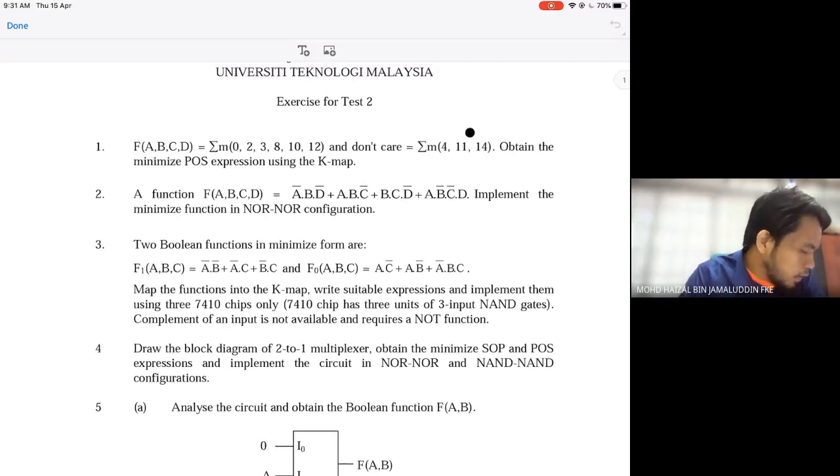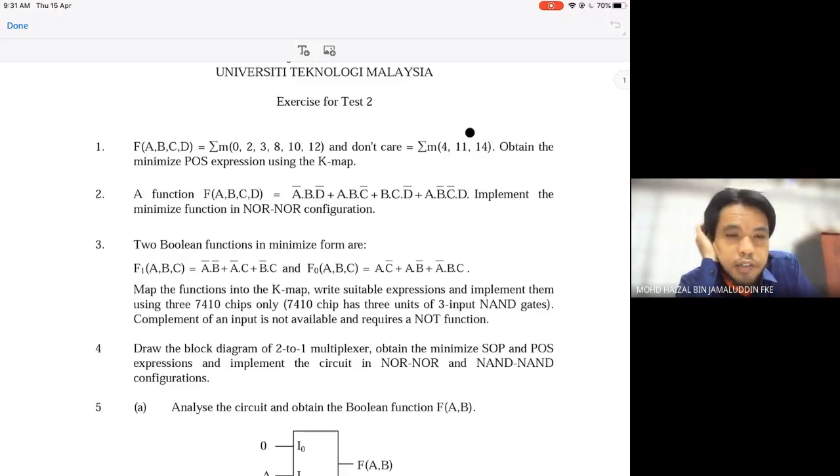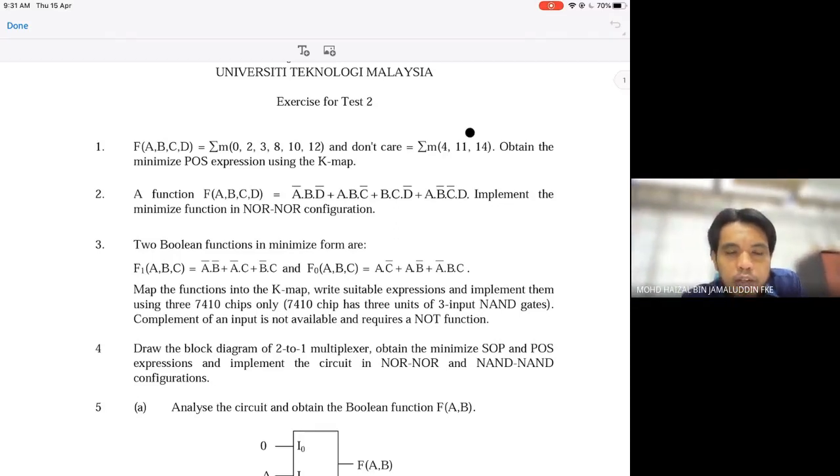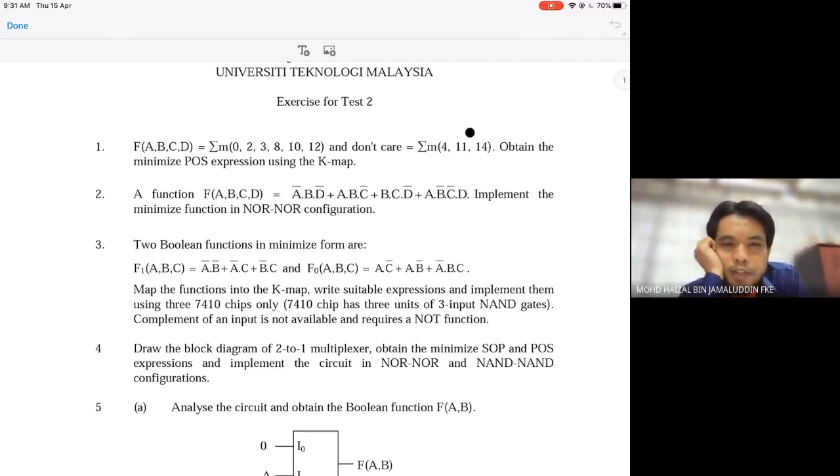Okay, first question. A, B, C, D, equivalent to summation of M 0, 2, 3, 5, 8, 10, 12. Okay, so we have the don't care. Don't care we have not learned. So we will learn about this don't care next week. And K-map also we haven't learned.